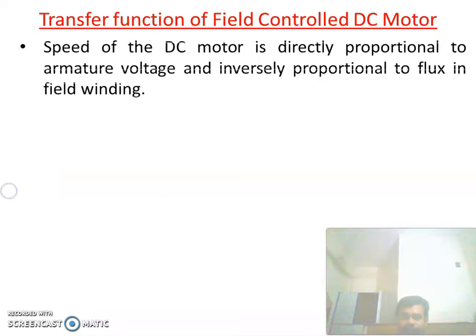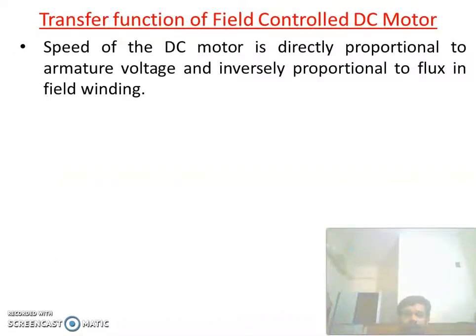Students, now we are going to see the topic transfer function of field controlled DC motor. In the previous video we have seen the transfer function of armature controlled DC motor. Now we are going to see the transfer function of field controlled DC motor.